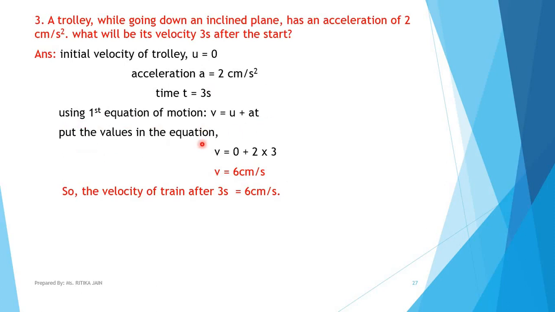Put the values in the equation. 0 plus 2 into 3. On putting the values you will get 6 centimeter per second. So the velocity of the train after 3 seconds will be 6 centimeter per second. Always remember children, all the physical quantities should be in the same unit of system.